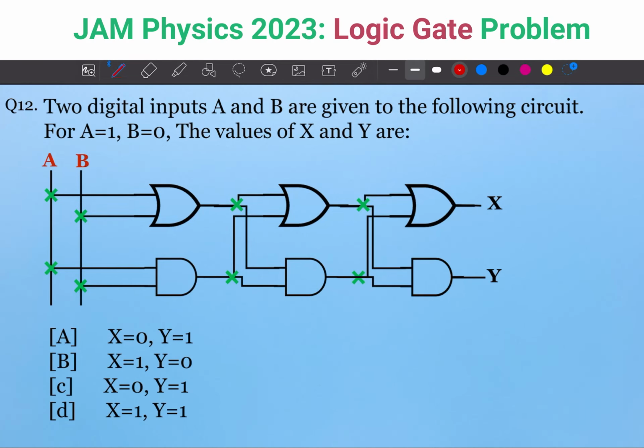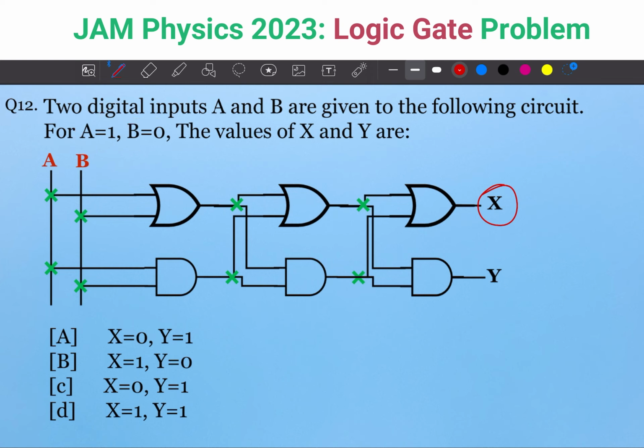Today we will solve a previous year JAM question. This question came in the JAM 2023 physics paper. It is a problem related to logic gates, where we need to calculate the value of x and y while a is equal to 1 and b is equal to 0.